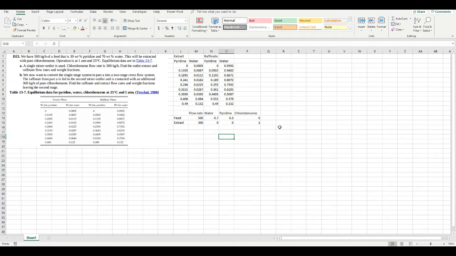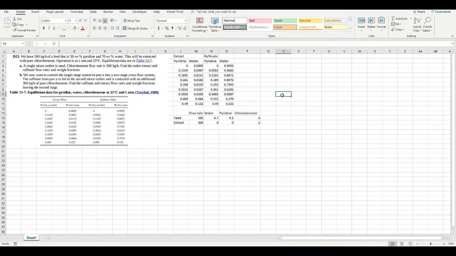Since this is a liquid-liquid extraction and all liquids are miscible with each other, we're going to have to use a ternary phase diagram. And the way we create this is by first taking the equilibrium data, and then we need to plot one specific element on one specific axis. So in this case, we're going to choose water as the x-axis and pyridine as the y-axis.